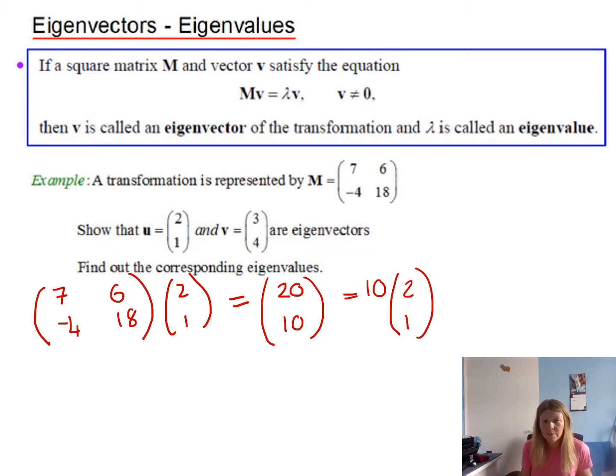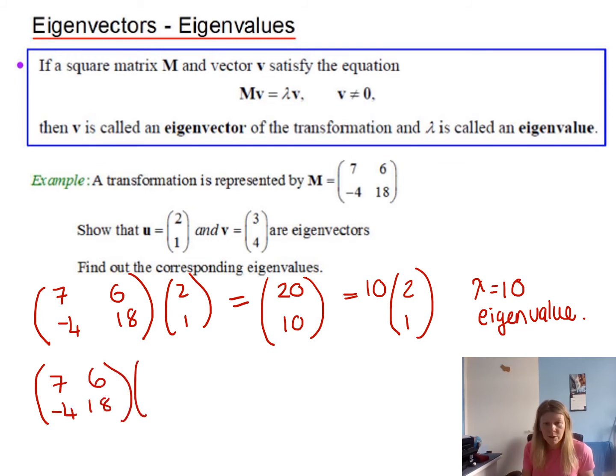So yes, it's an eigenvector because it's gone to a multiple of itself. And the eigenvalue is your lambda, and that's 10. So lambda equals 10, which is the eigenvalue, and that's the eigenvector, the (2, 1). Let's do the same with the second one it's given us and see if that maps to itself or a multiple of itself.